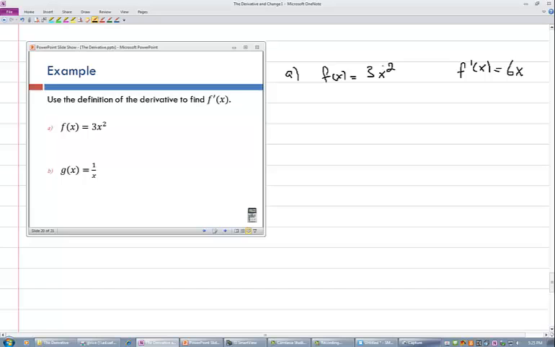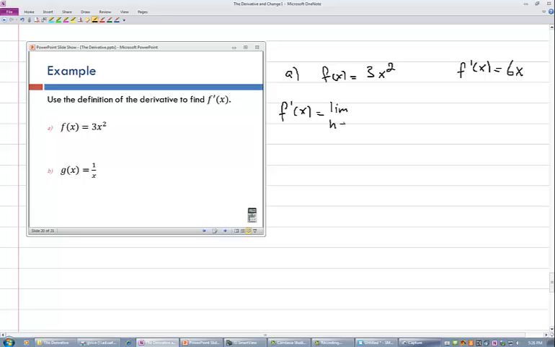In some sense, we'll learn that the 2 comes down and multiplies by the 3, and we just take 1 away from the 2, and you just get this 6x back. Now, we'll do that next week. This week, we want to practice using the definition. We want to make sure, basically, everybody can do what this says.